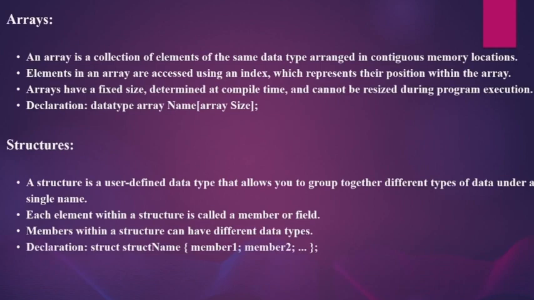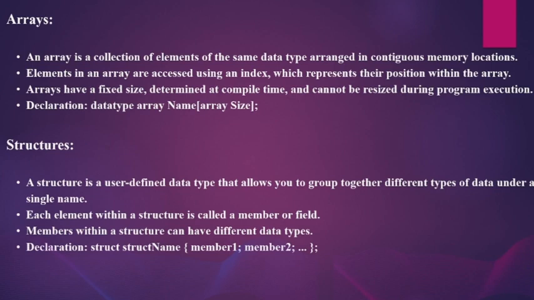Next is array. An array is a collection of elements of the same data type arranged in a contiguous memory location. Elements in an array are accessed using an index, which represents their position within the array. Arrays have a fixed size determined at compile time and cannot be resized during program execution. The declaration of an array is data type, array name and size of the array.